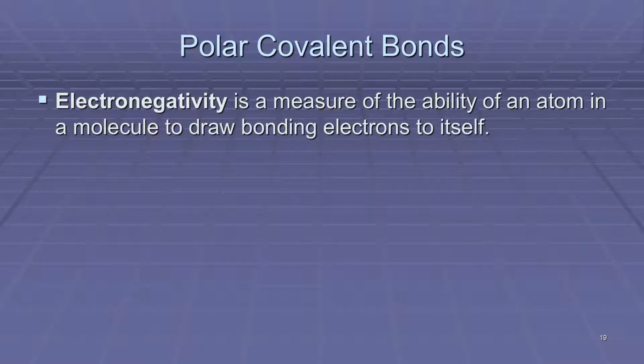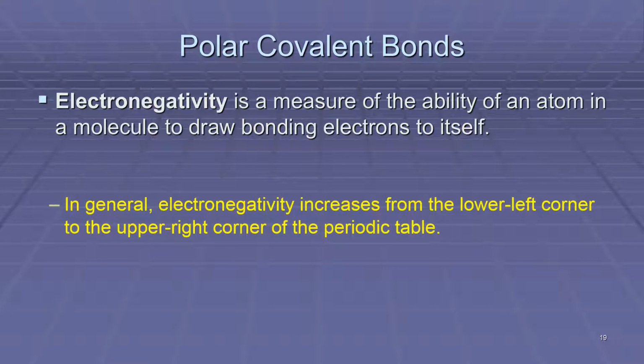Okay, so electronegativity is a measure of the ability of an atom to draw bonding electrons to itself. And we looked at that a little bit in chapter 8. In general, electronegativity increases from the lower left-hand corner to the upper right-hand corner of the periodic table. Something that has a higher electronegativity is more of an electron hog. It likes to hoard the electrons or pull them closer to itself.